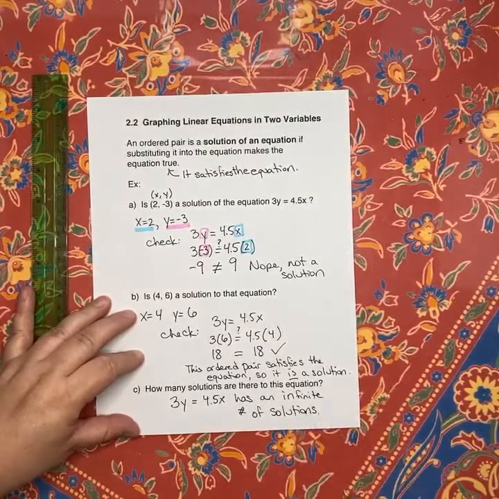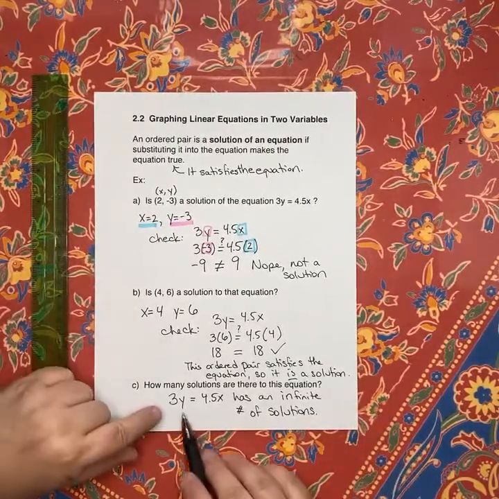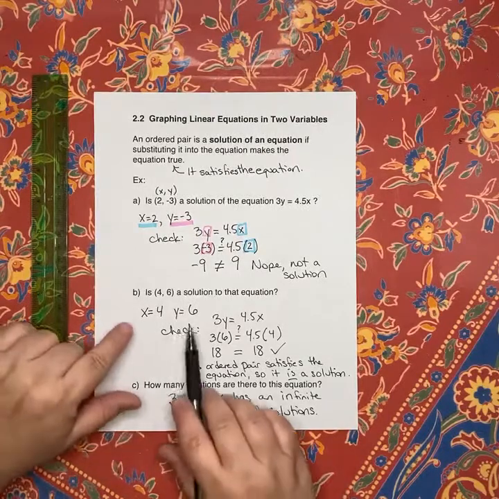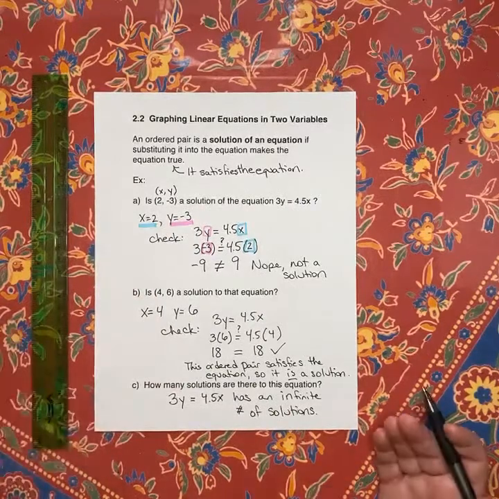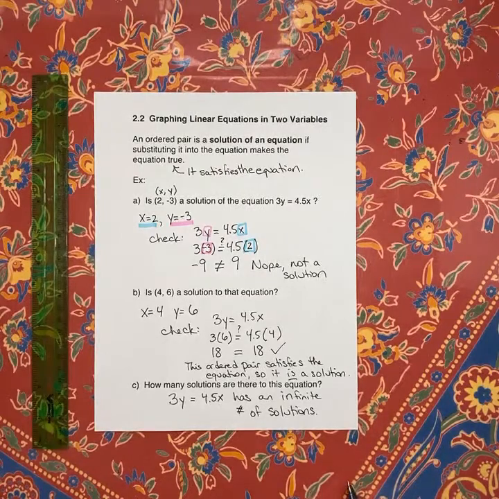Now, does that mean that every ordered pair is a solution? No, it just means there are a bunch of solutions to this. 4, 6 works. Spoilers, 40, 60 would work. 400, 600 would work. 4,000, 6,000 would work. Just for this particular setup, they're not always that easy. So there are a whole bunch of solutions.